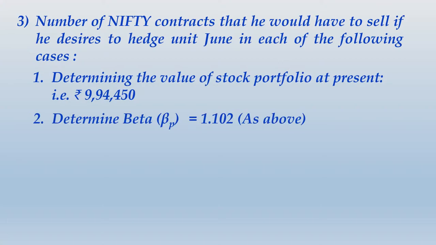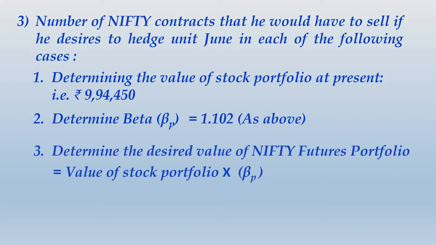So the desired value of your Nifty futures, where you have to take a short position, will be the value of your stock portfolio multiplied by beta of your portfolio, and that comes to 10,95,884. Once you get this value, you will be dividing this by the theoretical value of June contract, because you want to hedge your portfolio through the June contract. So anyway, you quickly take the screenshot of this working first, and then I take you ahead.